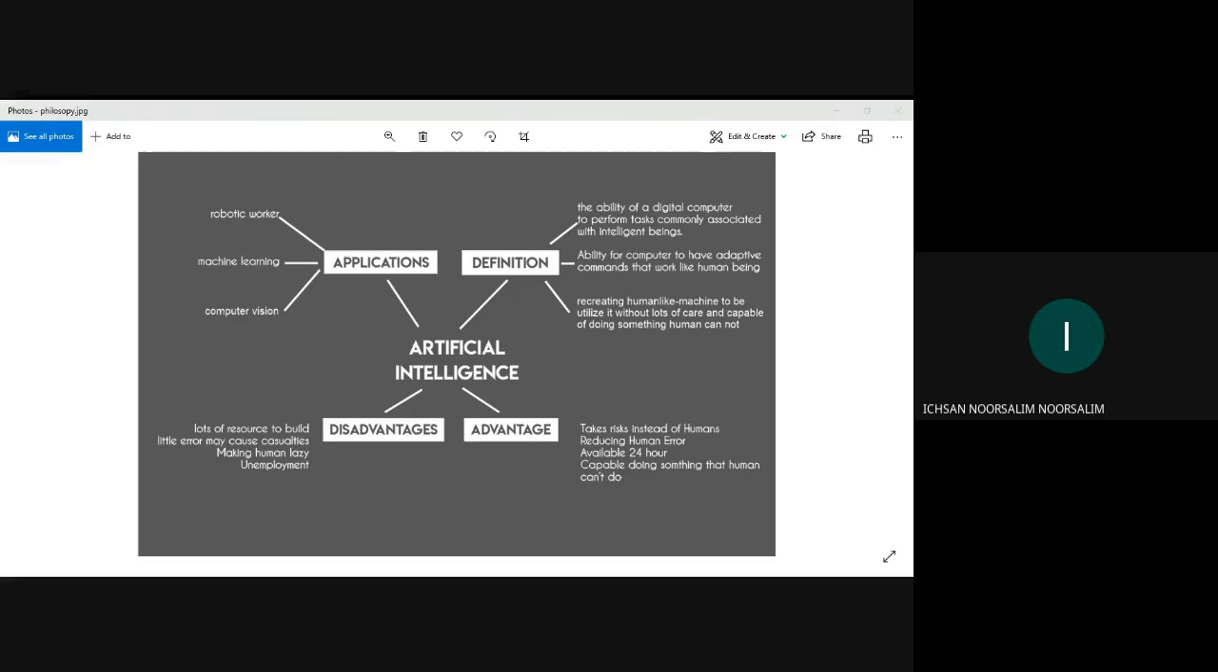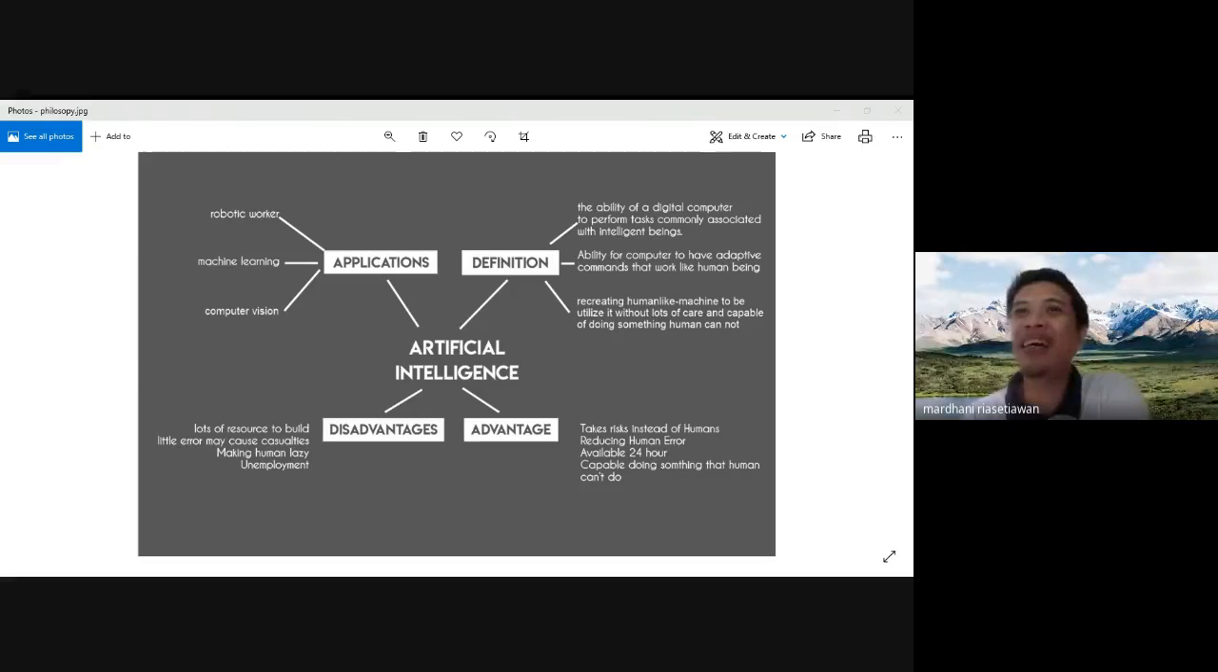Thank you, sir. Okay, thank you very much. I think this is also interesting because you state less about the technical things, but mostly the ability and the capability of the AI. You can see this here in the definition: the ability of a computer for adaptive command and so on, recreating a human-like machine. It's very interesting. So yeah, thank you very much.